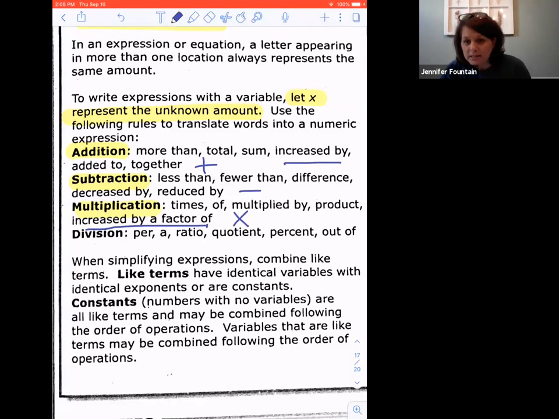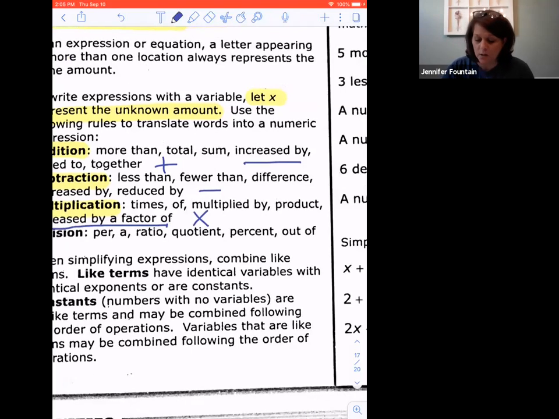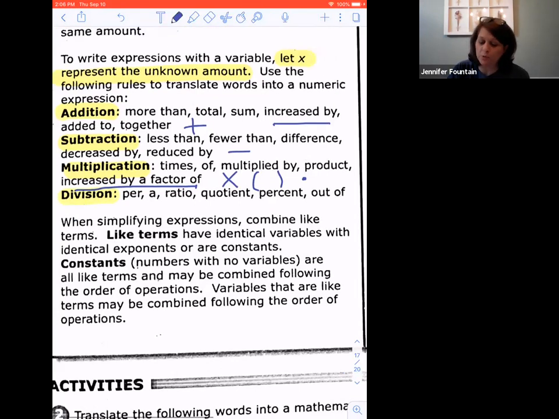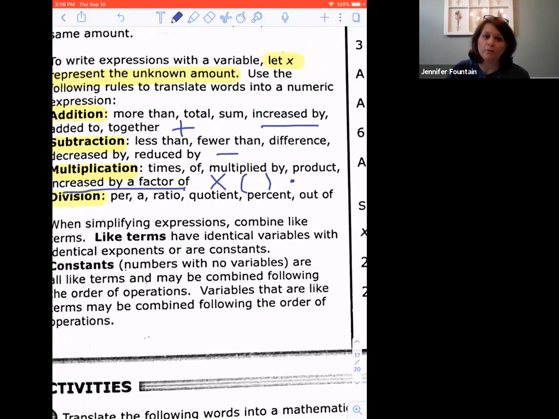Now, one thing to notice is that we can use a times sign, we can use parentheses, we can use a dot. Those are all indicating multiplication. And then finally, division: I'm going to see the word per, the word a, ratio, quotient, percent, or out of. And remember, with division, I can use a division sign, or I can represent it as a fraction, where I have my numerator and my denominator.